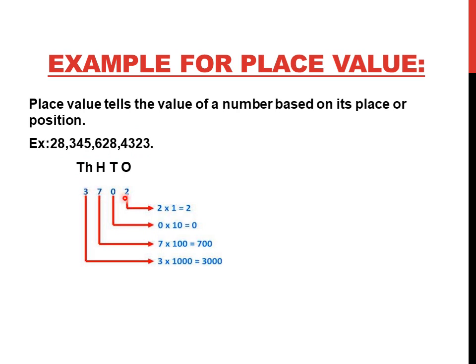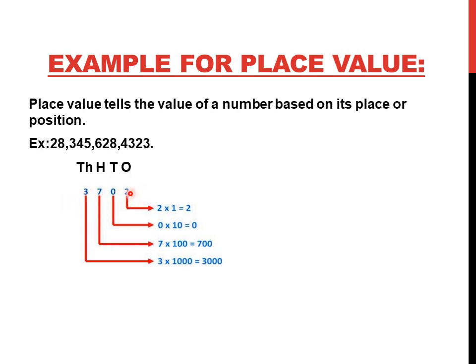When you get any number, you need to assign place value always from right to left. That means ones place to tens place, tens place to hundreds place, hundreds place to thousands place. Here I have taken another number to give a detailed explanation, that is 3702.